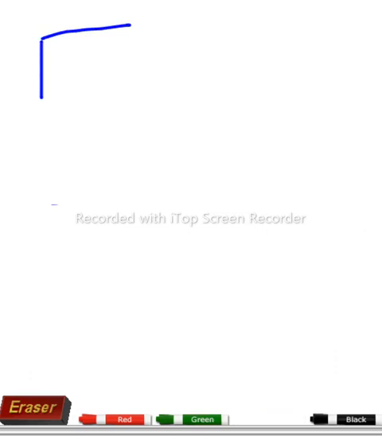Okay, sorry, we will do this question again. Cube root of 512. We can do this question in two ways.